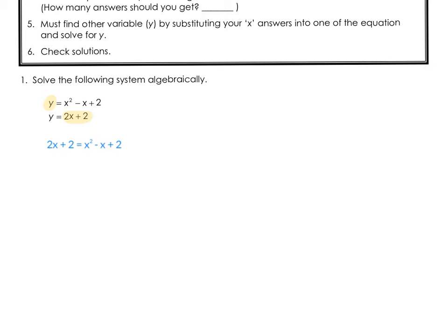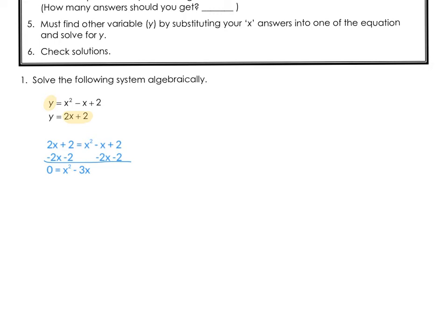So the next thing that we need to do is get it into that 0 equals so that all the variables are on one side, and we can then solve the equation. So then I get 0 equals x squared minus 3x. Because when I subtracted the 2x and the 2, 2 minus 2 canceled, and I was left with this. Now I can solve this any of the three ways that we've learned.